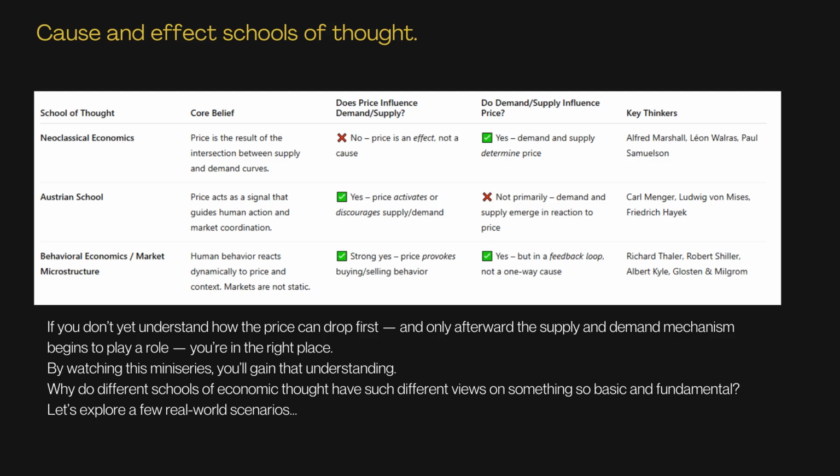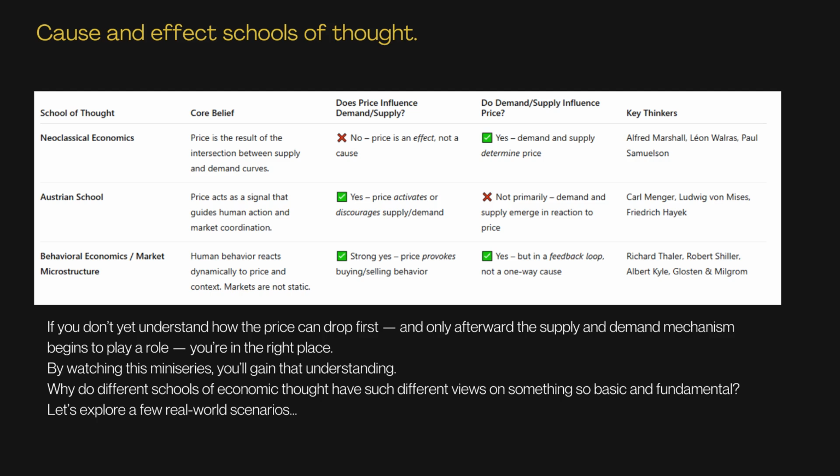Finally, we have behavioral economics and market microstructure. This school argues that markets are dynamic, not static. People don't just respond to supply and demand. They react to price in real time, based on fear, greed, context, and expectations. Here, price and behavior influence each other in a feedback loop.